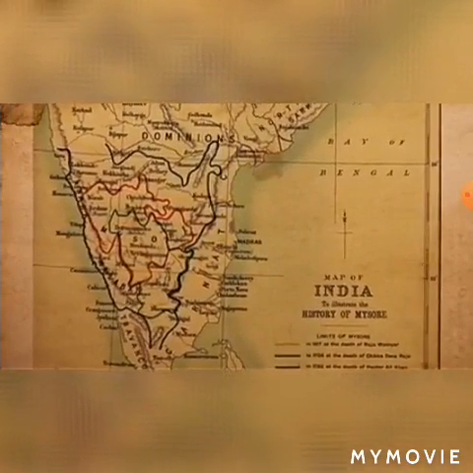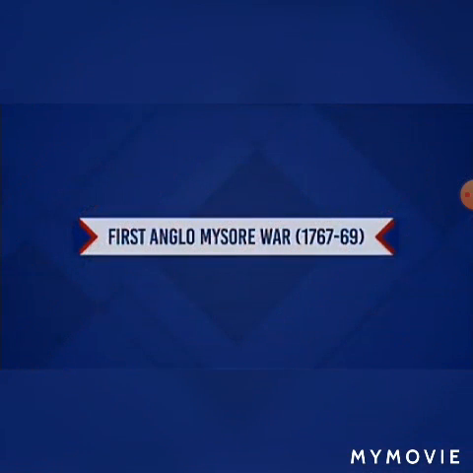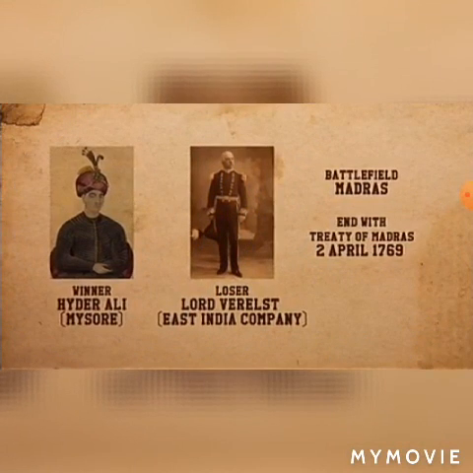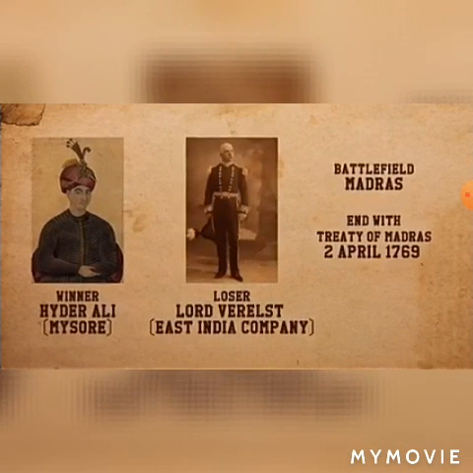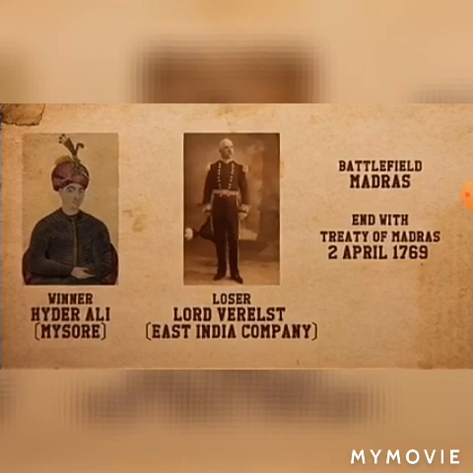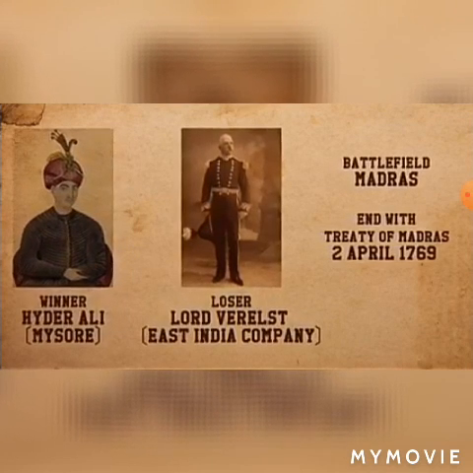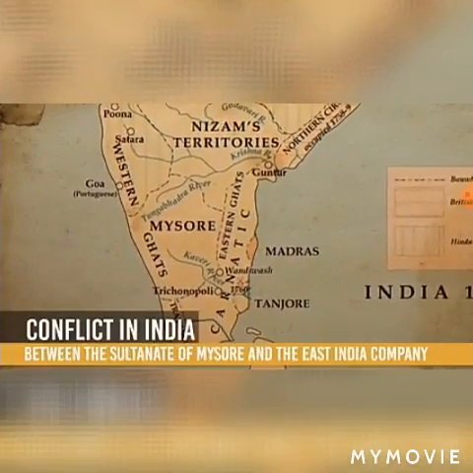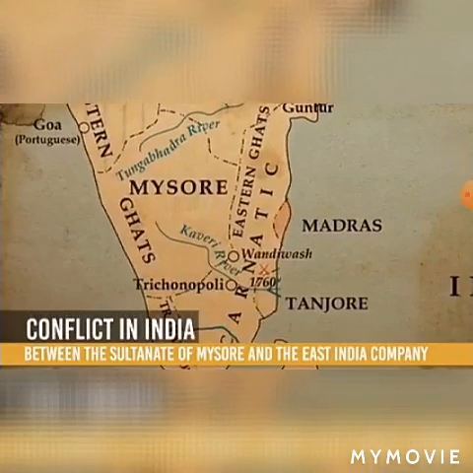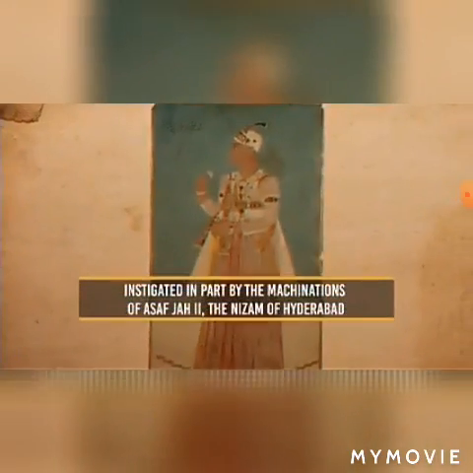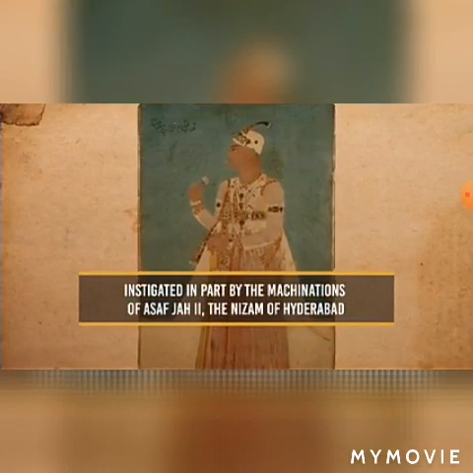The first Anglo-Mysore War, 1767 to 69. The battlefield was Madras, and it came to an end with the Treaty of Madras on the 2nd April 1769 between Mysore and the British East India Company. The first Anglo-Mysore War was a conflict in India between the Sultanate of Mysore and the East India Company. The war was instigated in part by the Nizam, who sought to divert the company's resources from the coast to income from the lumber sector.